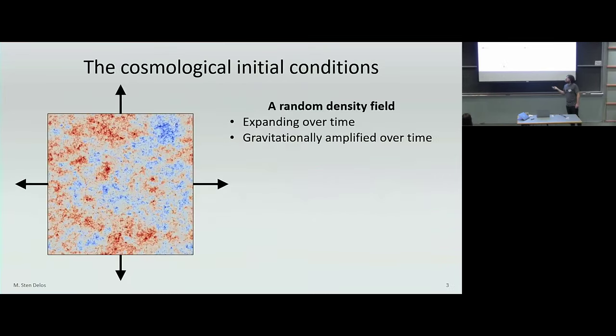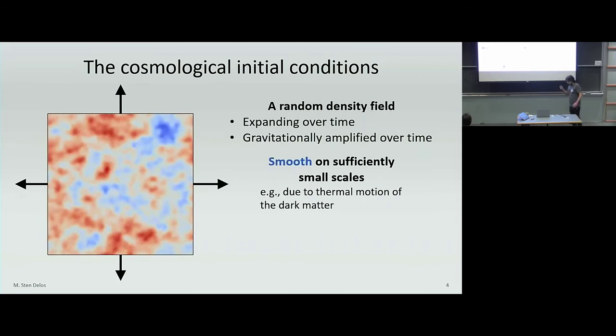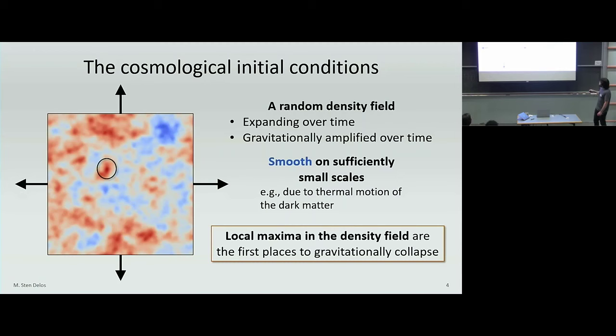So this story starts with the cosmological initial conditions, the density perturbation phase. We have a random density field expanding over time, getting gravitationally amplified over time. But we expect that if we look at small enough scales, this density field is smooth, typically due to thermal motion of the dark matter. And in a smooth density field, there are well-defined local maxima. And those are going to be the first places to gravitationally collapse.